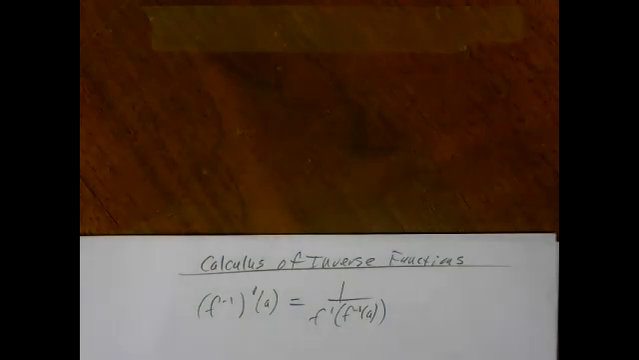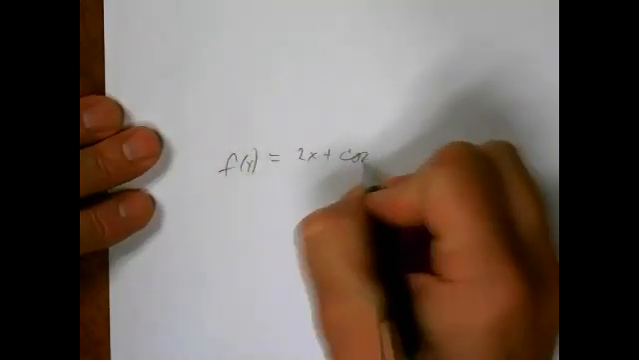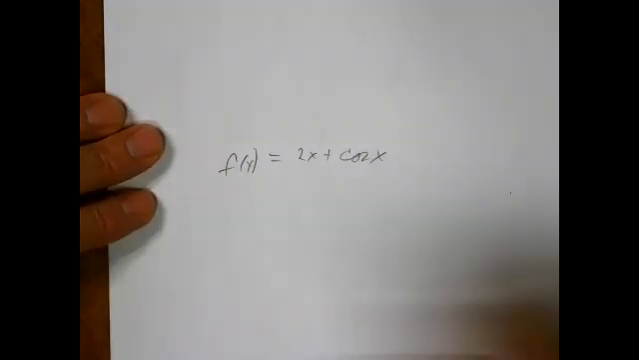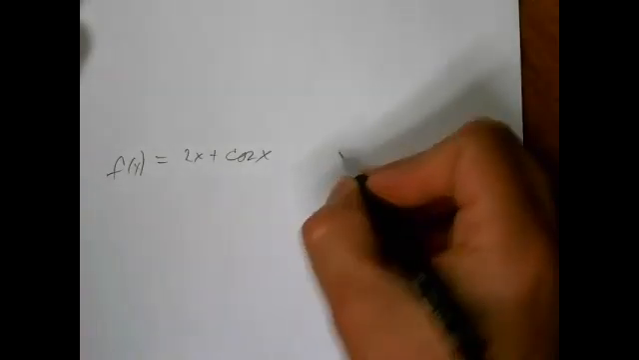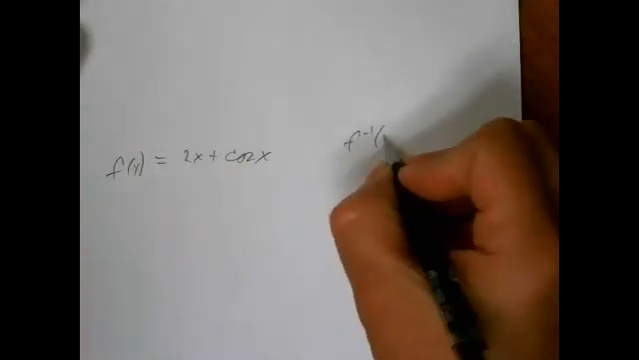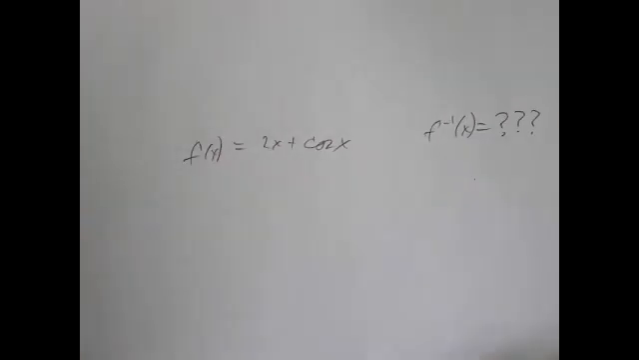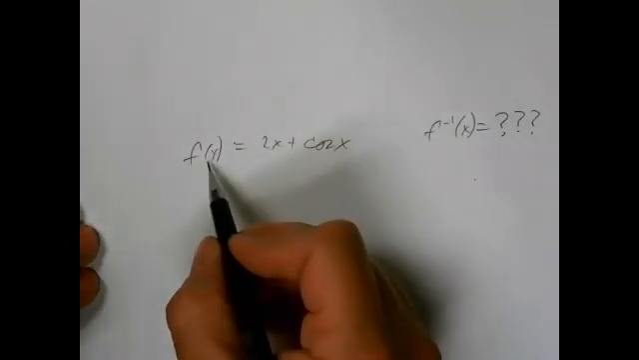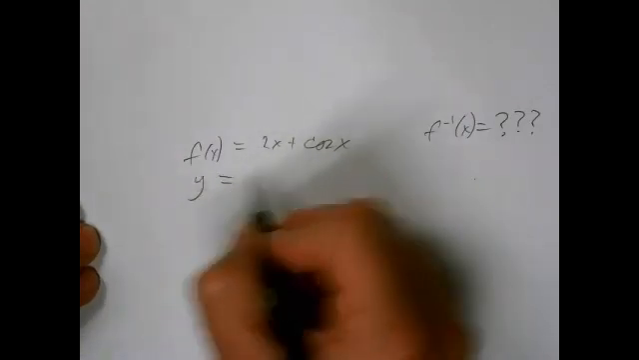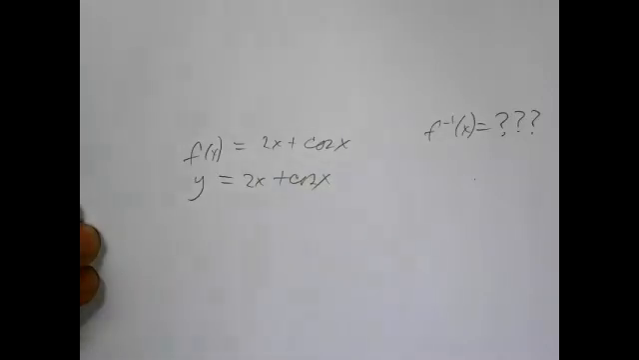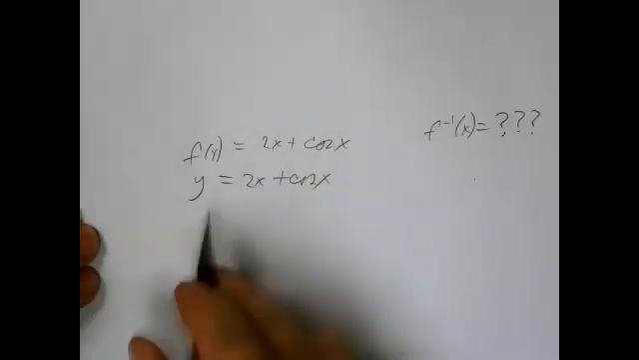The idea behind this is being able to evaluate a derivative for an inverse function when you have a function where it would not be easy to find the inverse and evaluate directly. For example, if f of x equals 2x plus cosine of x, and you wanted to find f inverse, the procedure you learn is to first rewrite this as y equals 2x plus cosine of x, and to find an inverse function, you exchange x and y.